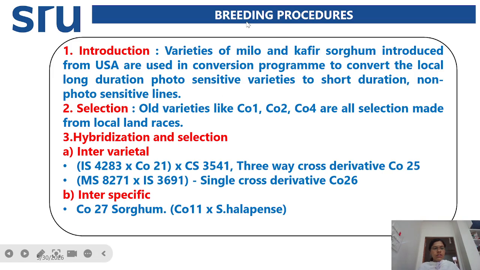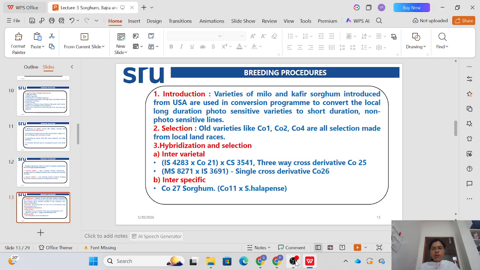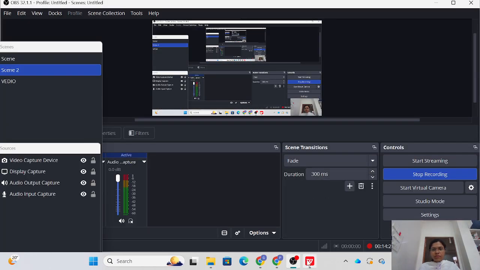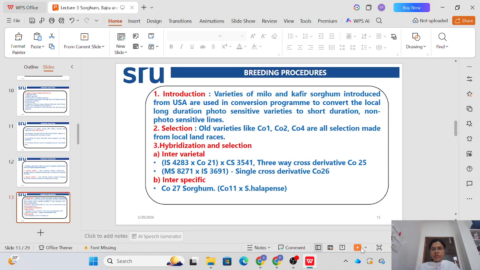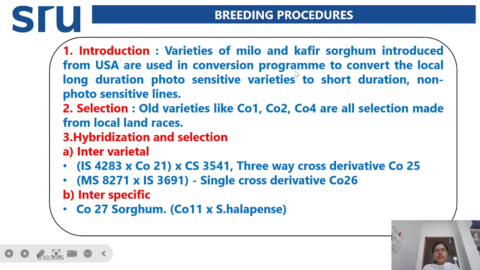Next is breeding procedures. Here we'll discuss breeding procedures, that is breeding methods. The first is introduction. Generally, the varieties of the Milo and Kafir sorghum are introduced from the USA, and they are used in the conversion program to convert the local long duration photosensitive varieties to the short duration non photosensitive types.